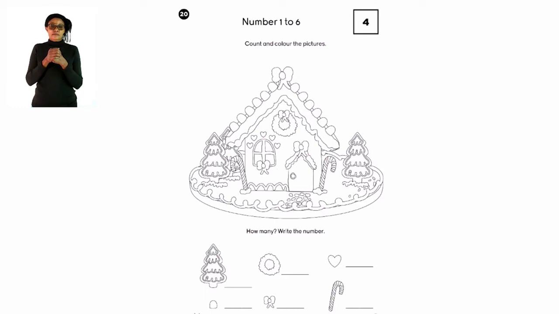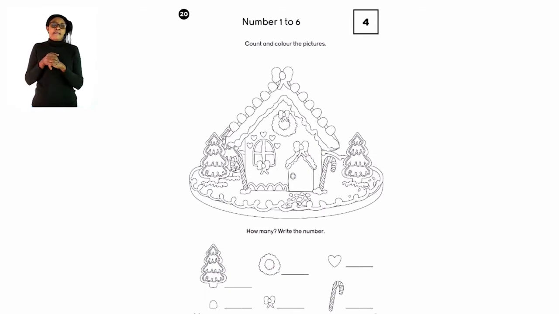Let's go to the next picture. The next picture is a heart. Now let's count how many hearts are there in the big picture. Let's count. 1, 2, 3, 4, 5. So there are 5 hearts in the picture. So we must write the number 5 next to the heart.